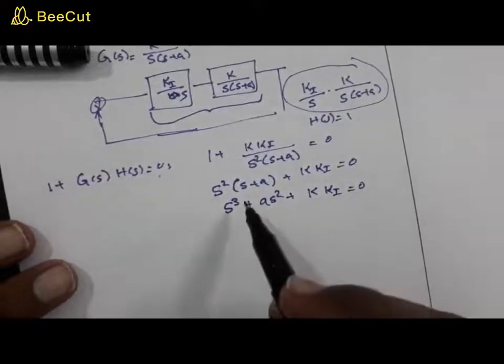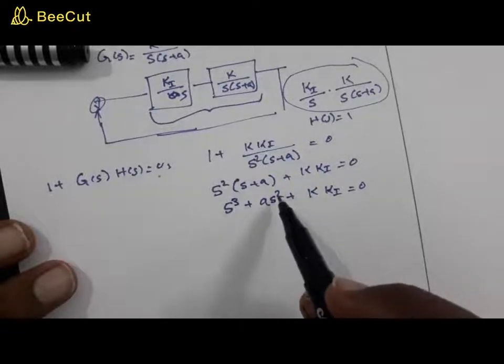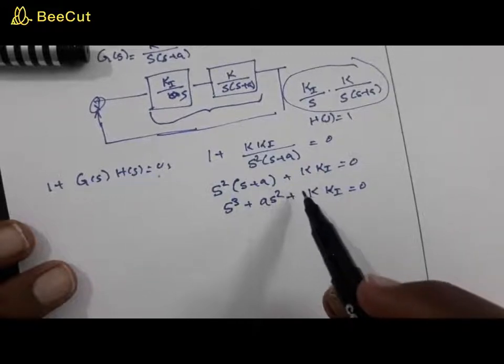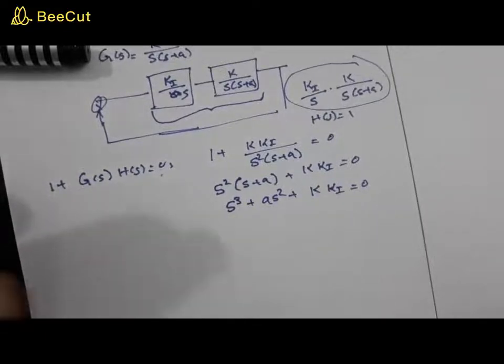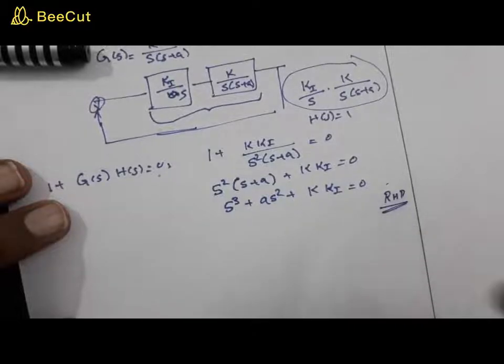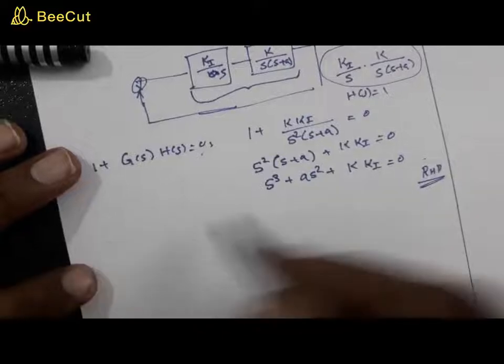Now, first of all, you can notice that there is a missing term between the s square term and the constant term, a missing term of s raised to 1. So this itself proves that there must be at least one right half plane pole. You can just prove it by applying Routh's criterion to this.